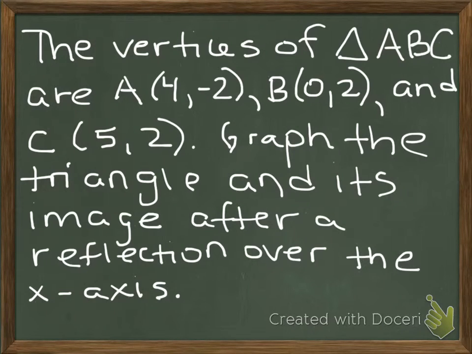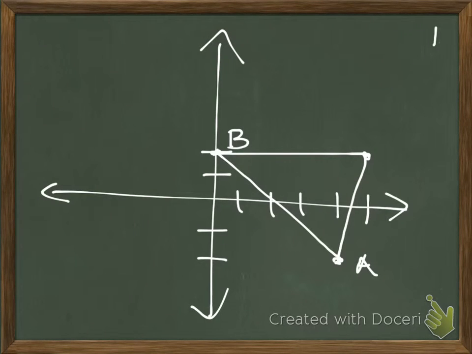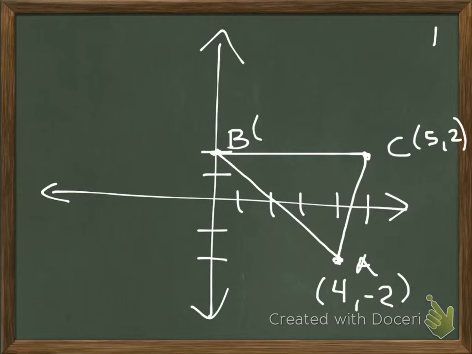Now it says graph the triangle, which we just did, and its image after a reflection over the x-axis. So if we think about a reflection over the x-axis, the x-coordinates are going to be the same, but the y-coordinates are going to be opposite. If we were to do a reflection over the y-axis, the y-coordinates would be the same, but the x-coordinates would be opposites. In this case, we're doing a reflection over the x-axis. So that means the x-coordinates will be the same, but the y-coordinates are going to be opposites. So here are our coordinates: 4, -2, 5, 2, and 0, 2.